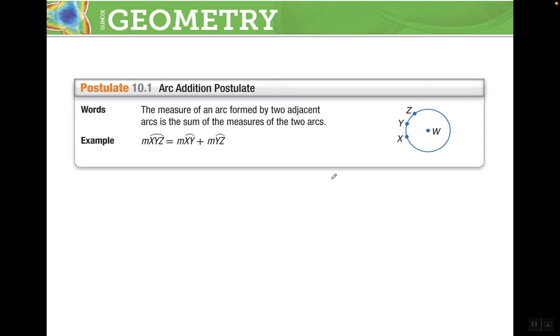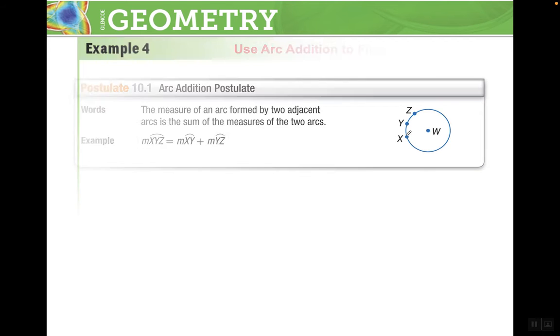This one says the arc addition postulate is just saying that if you have two arcs, like arc XY and arc YZ, then that's going to be equal to arc XYZ this way. So the two parts equal the sum of the whole.